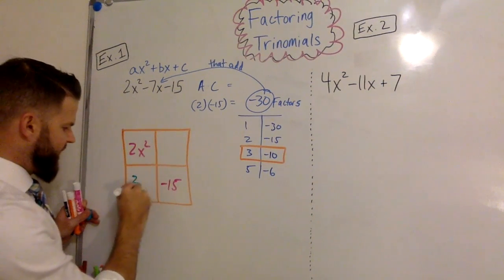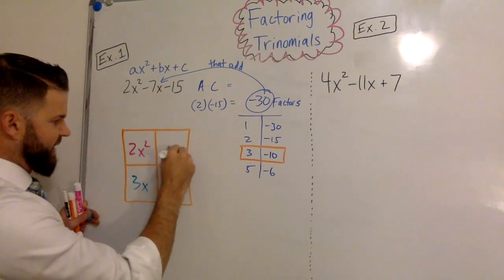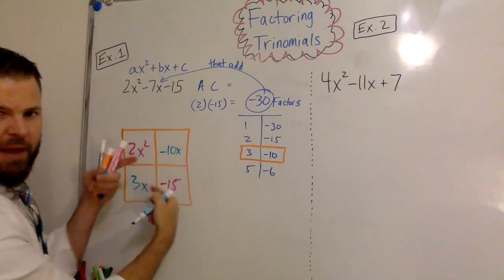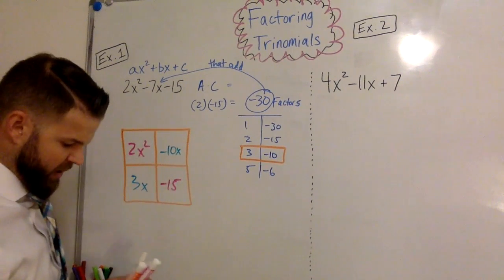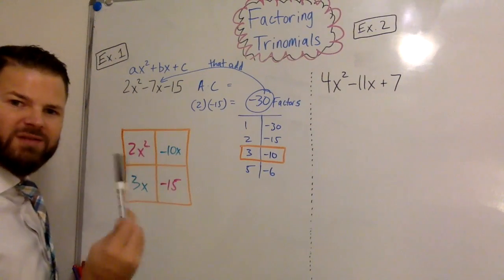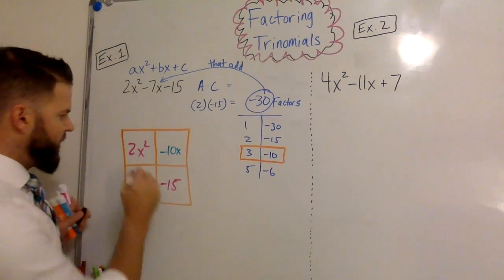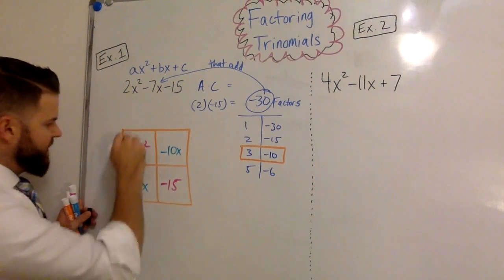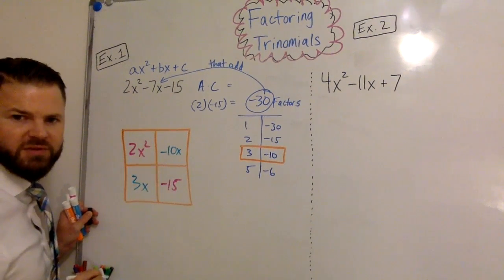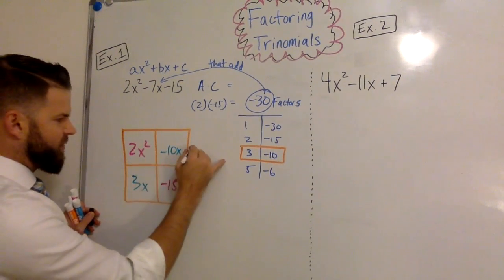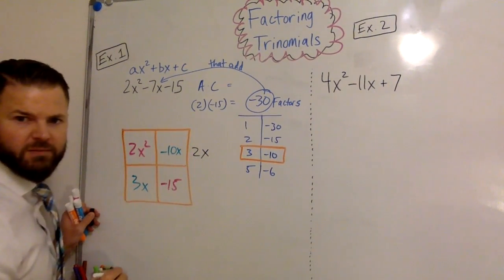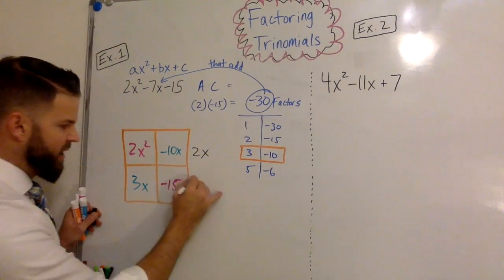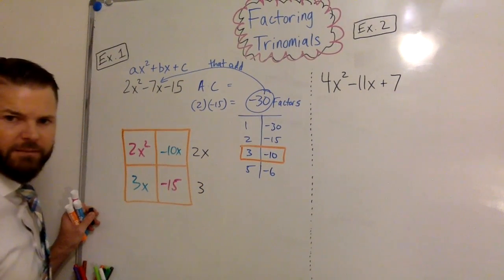So I got a 3x and I got a negative 10x. The order of these does not matter. Once you've built your box, we're one step away. All I gotta do is find the greatest common factors of my rows and the GCFs of my columns. So row number 1, what do you got? Looks like they both got a 2x. Row number 2, what do you got? Looks like they're both divisible by 3.